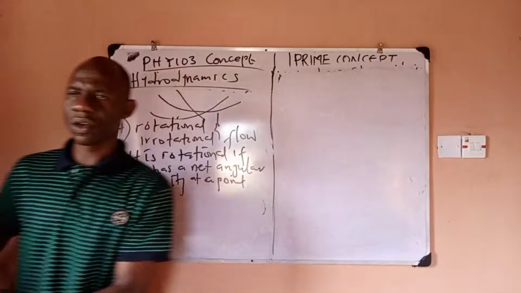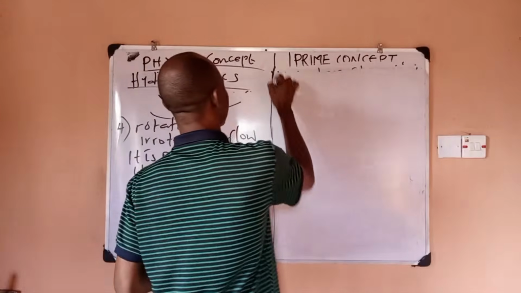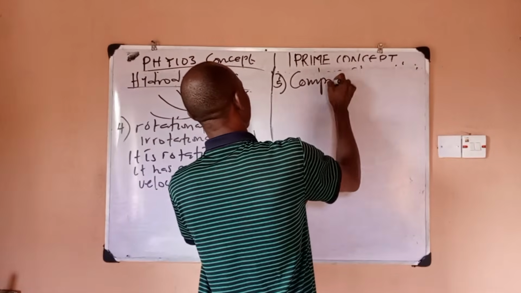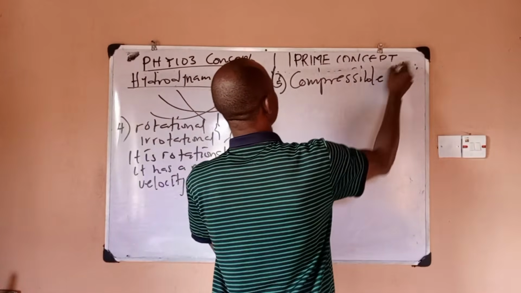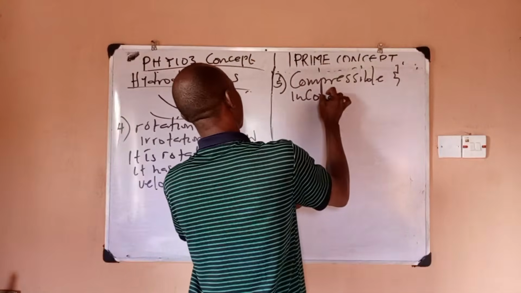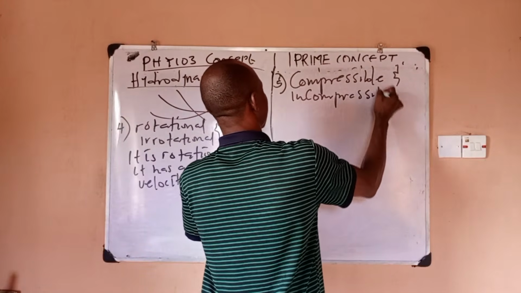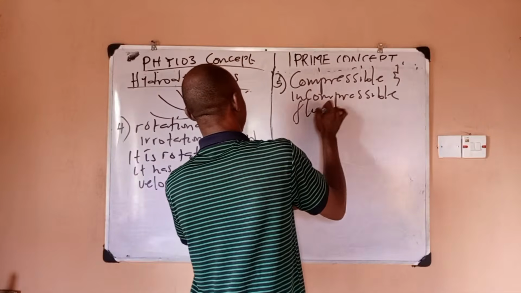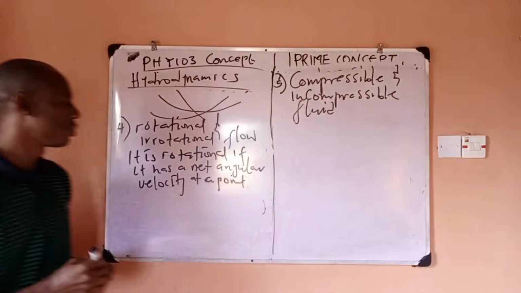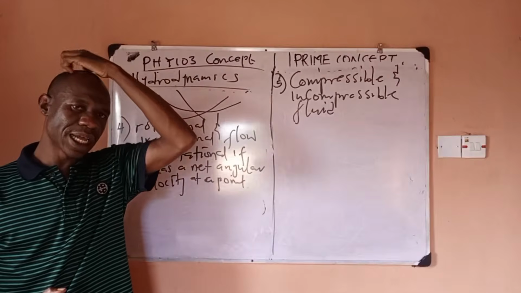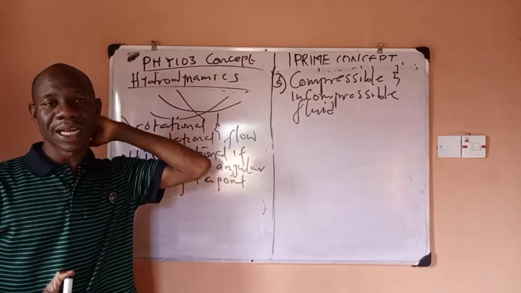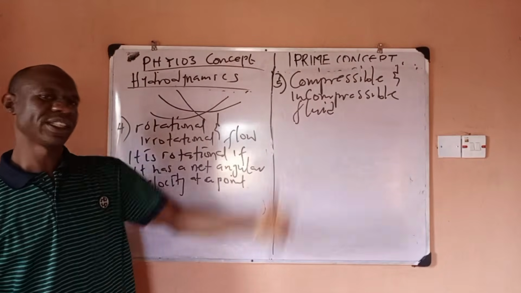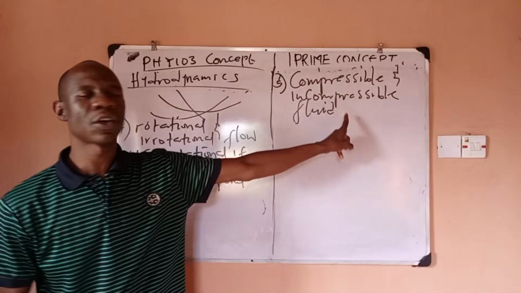Number 5 is what we call compressible. Compressible and what? Incompressible. Incompressible fluid, not flow this time. We are done with flow. Now, a fluid can be compressible. A fluid can also be what? Incompressible. So I'll start with incompressible.